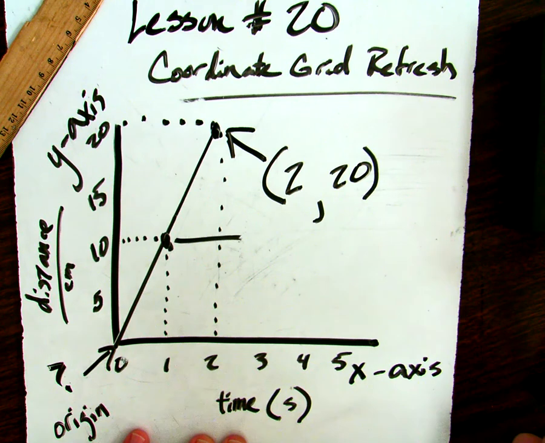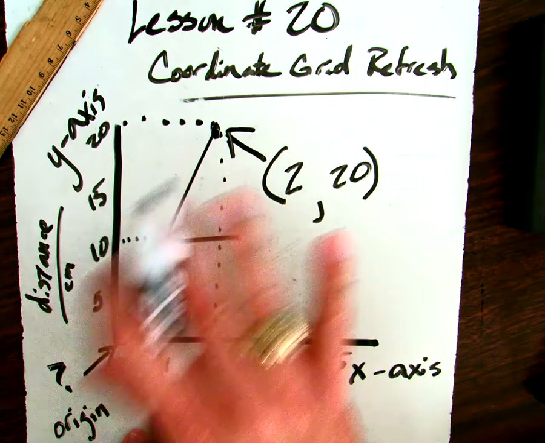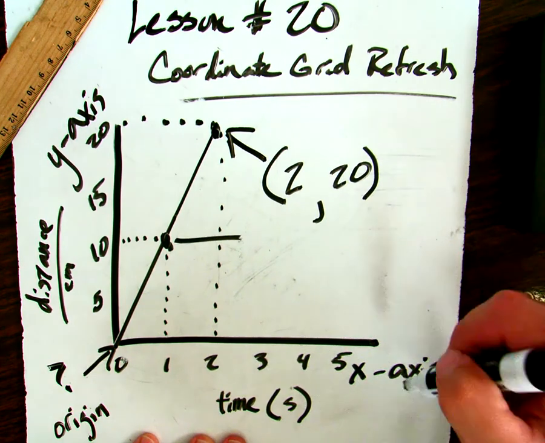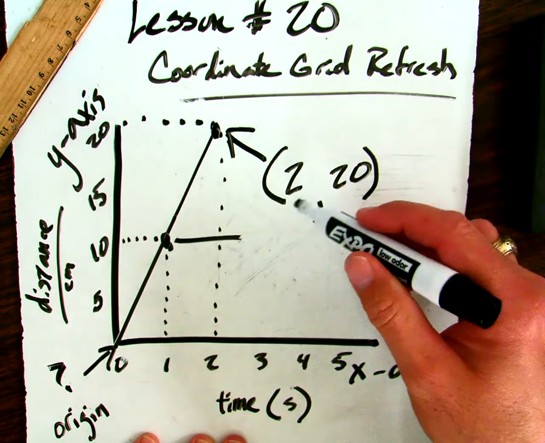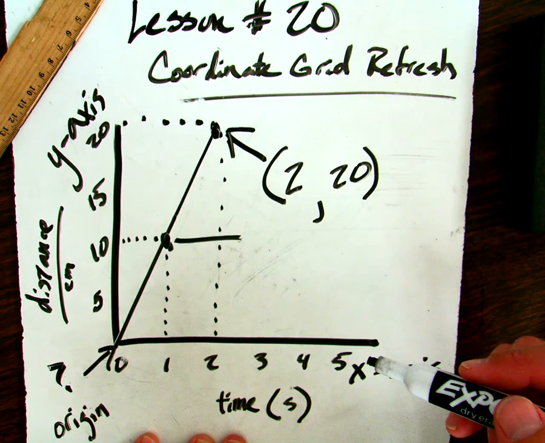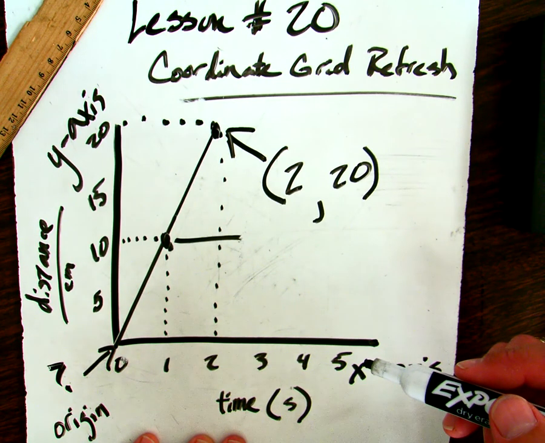So this is how we're going to remember to use our coordinate grid, use the right lingo, talk about the origin, talk about x-axis and y-axis. Make sure we understand our ordered pair components. And that's the end of our lesson 20.